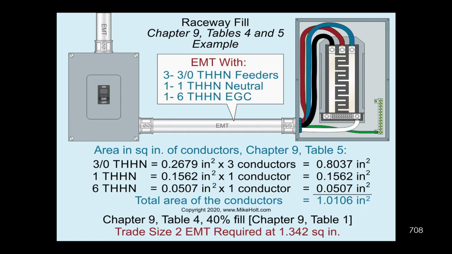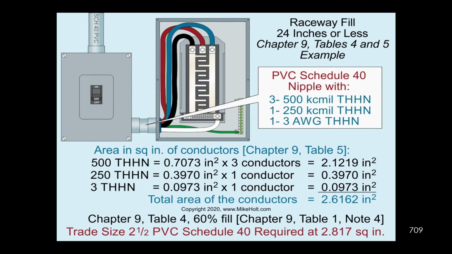And then my number 6, I've got 0.0507, just one of those. If I add that total area together, I get 1.0106. Now it asks me about EMT, so I have to find the EMT table in Chapter 9, Table 4. We're going over 2 wires, unless it's 24 inches or smaller. It doesn't say that it's 24 inches or smaller, so we're going to use the 40% column. We're going to find something that can handle just over 1, so that's going to be a 2-inch. And that's how you do those manually using Tables 4 and 5.